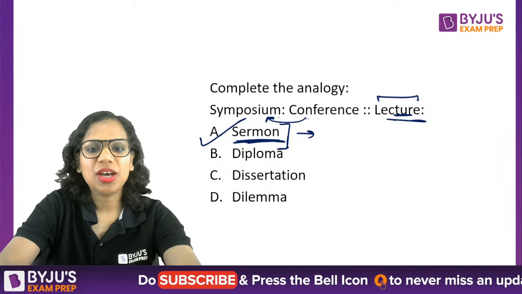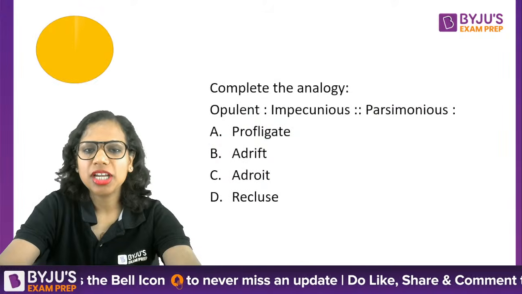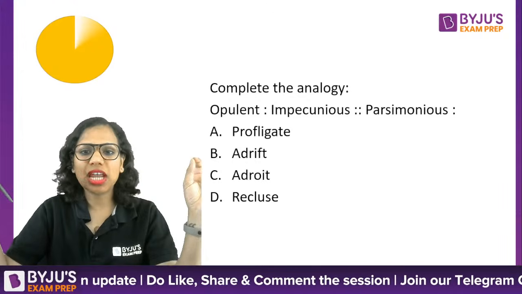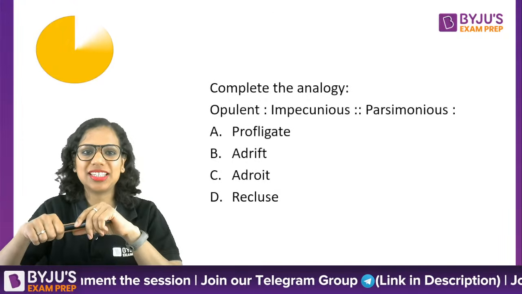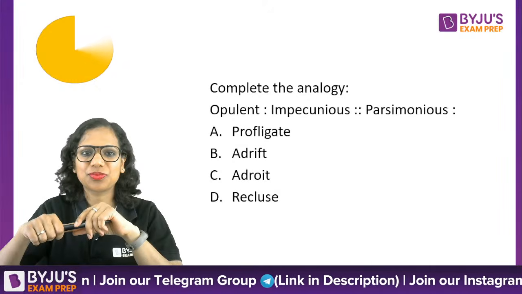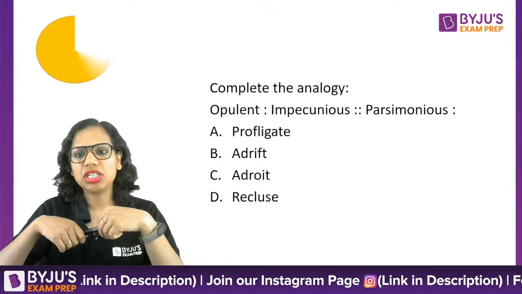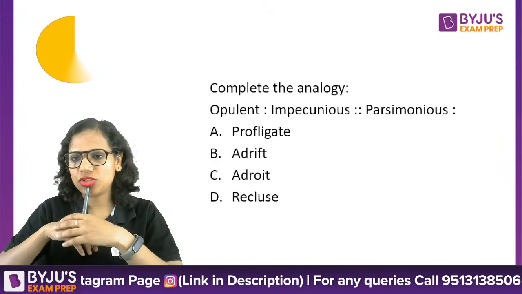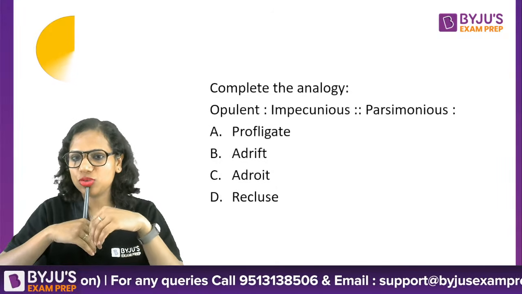Okay. Now, let's see this one. Again, you have to complete the analogy. Again, 40 seconds. All of these are high frequency words, so shouldn't be a problem. Let's see. Opulent is to impecunious, and the same relationship will be shared by parsimonious is to dash.